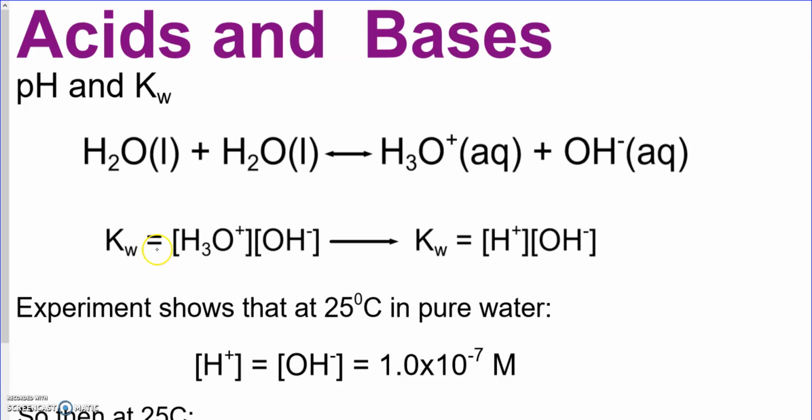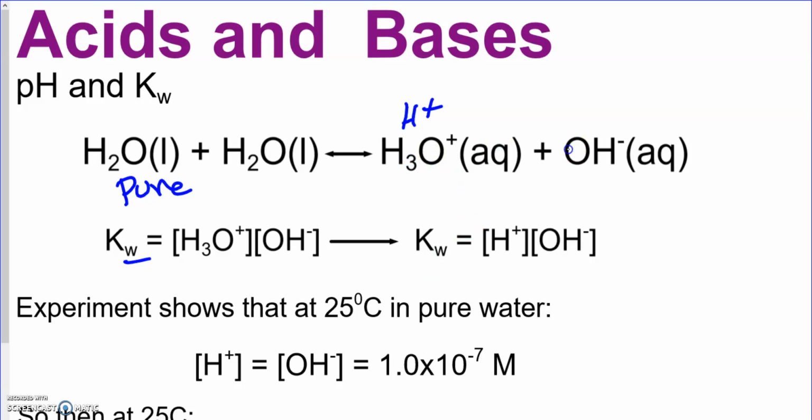K, again, is an equilibrium expression. W stands for water, so no big deal there. But what we're looking at is pure water, so there's nothing else in this water right now, and it's ionizing itself. It's creating hydrogen ions and hydroxide ions, or hydronium and hydroxide, however you want to think about it. Our reactants are pure liquids, so we're not going to include them in our equilibrium expression.